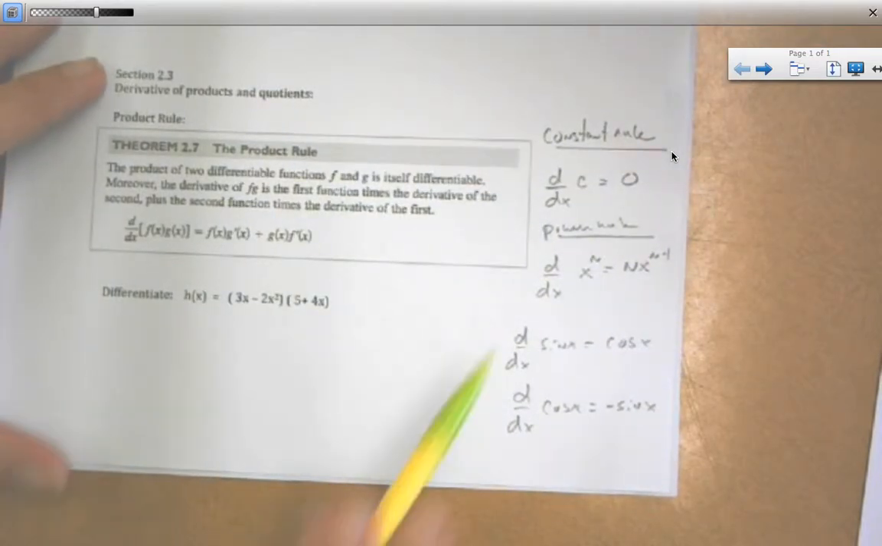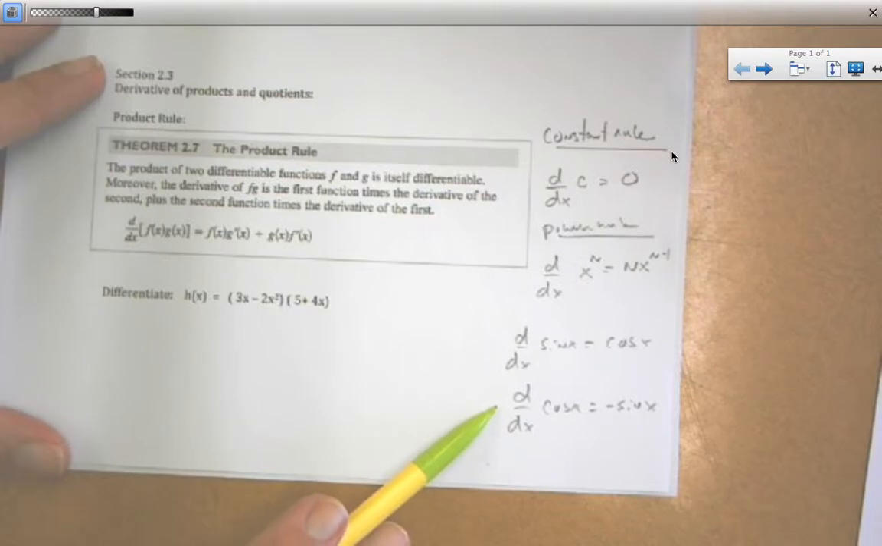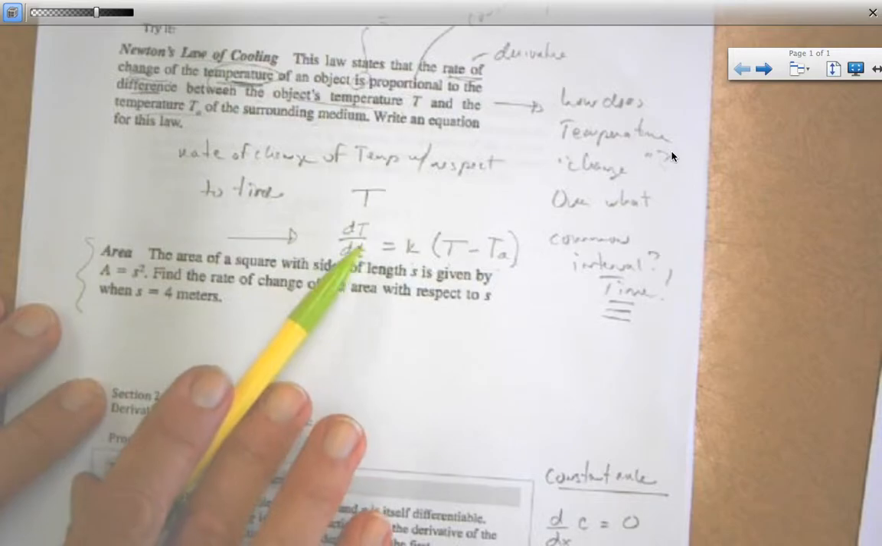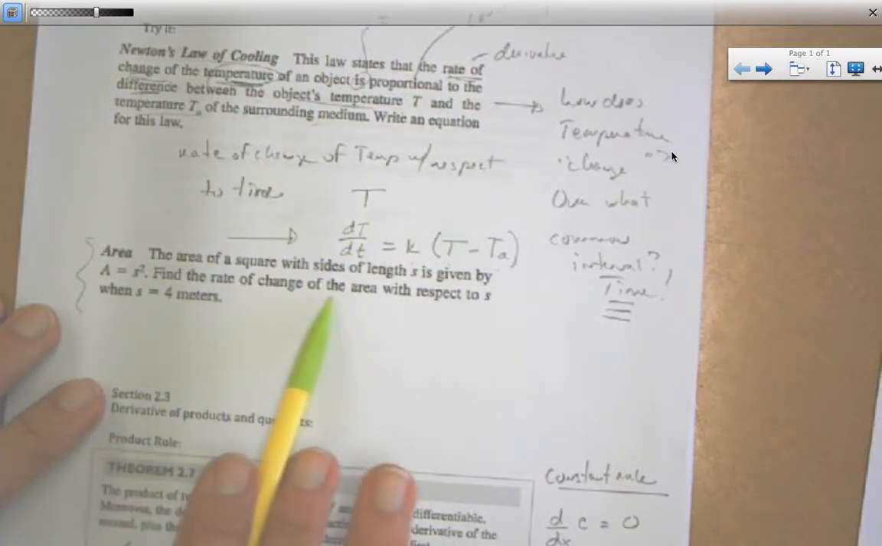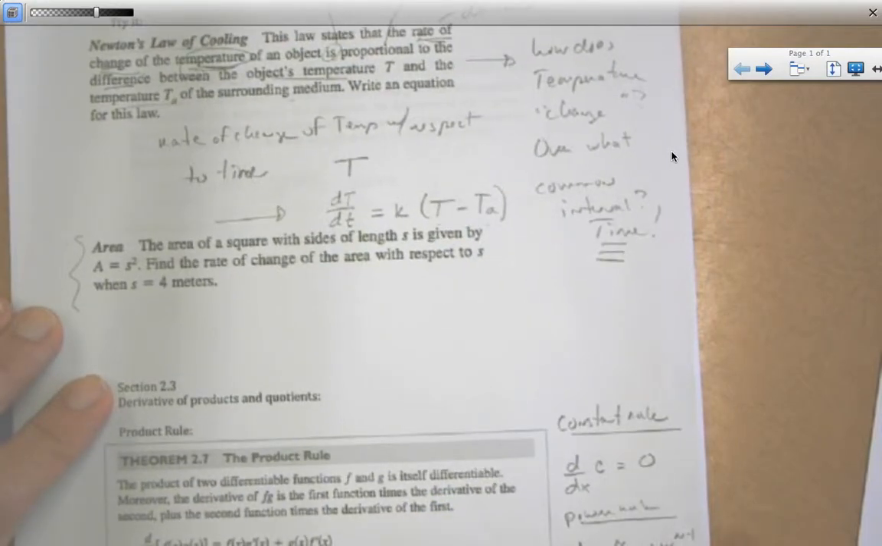So we know that we have these rules, and this is a little bit different notation. I'm not using function notation, I'm using derivative with respect to x. Remember, this was a derivative with respect to time. This one's going to be change of area with respect to s. So be careful. Read your problems carefully.